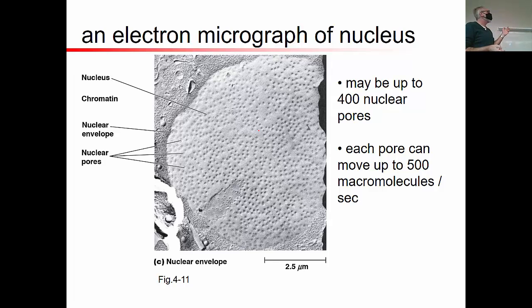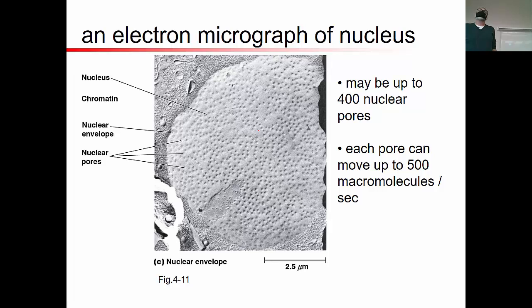So pretty cool. And what we see is it's peppered with these holes. There's maybe up to around 400 of these. And these pores are a very unique type of transporter. They're different than all the other ones we've talked about. They're their very own category. And each of those pores can move up to 500 macromolecules per second. So per second, they can move 500 macromolecules.